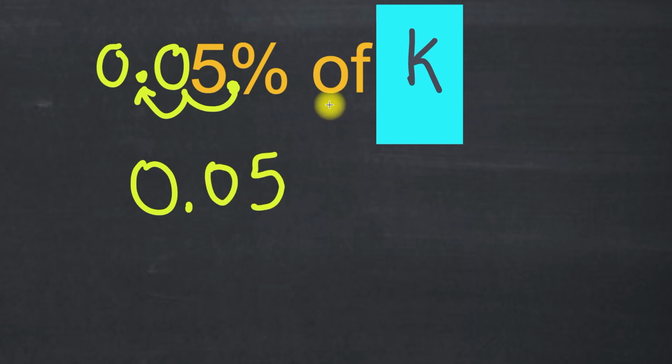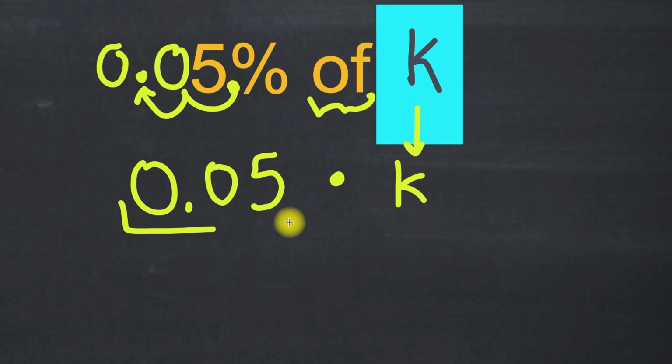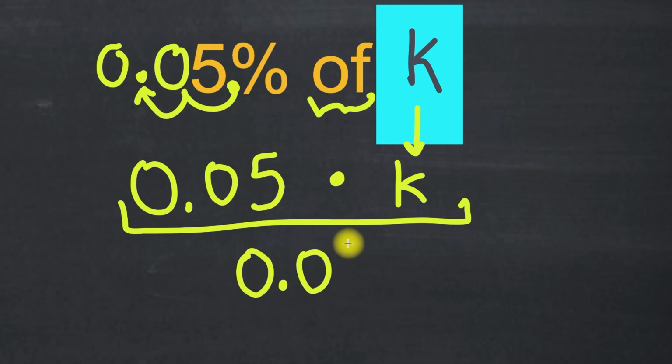0.05 of means times, but we'll use a dot for that. And then we'll bring down our variable k. And we'll rewrite this with this decimal as our coefficient, and we'll bring down our variable right next to it. So when we write our final answer, it will look like this, 0.05k. And that is our final answer for this example.